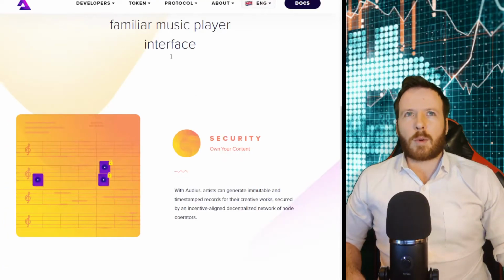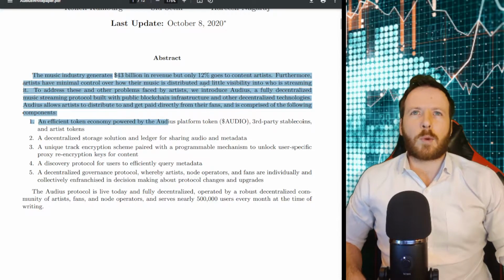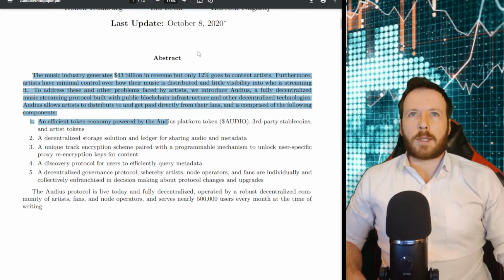A competitor would be Audius. As you can see here, even in Audius's white paper, they say only 12% goes to content artists out of the 43 billion revenue from royalties. So it's a huge problem.